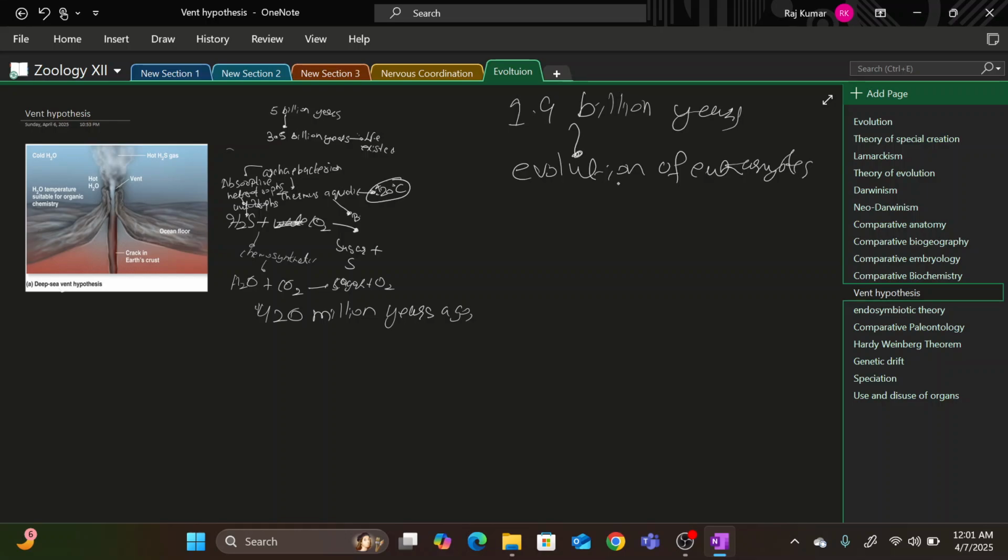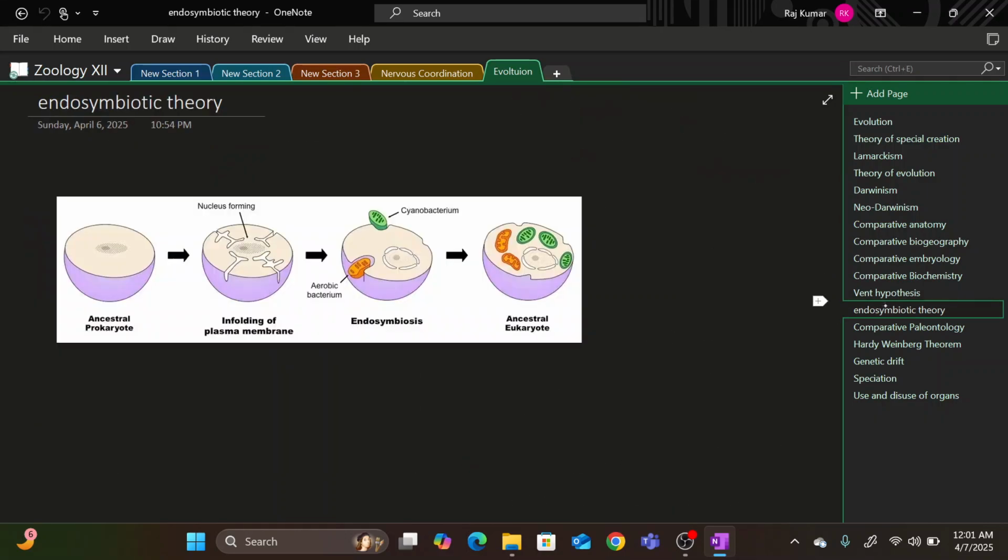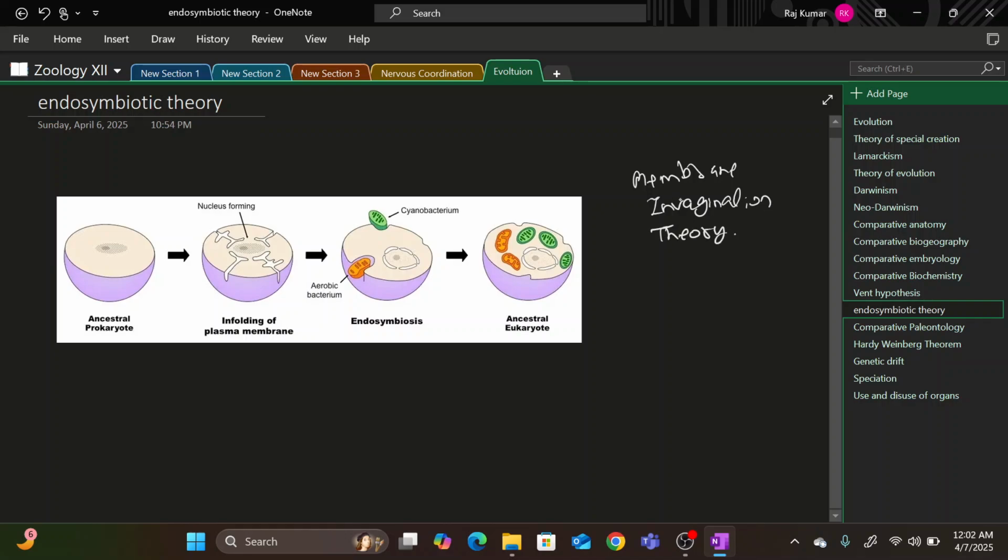So, how did the evolution of eukaryotes happen? That's again in a different theory. Basically, there are two theories of how eukaryotes evolved from prokaryotes. Number one is the membrane invagination theory. What does the membrane invagination theory say?